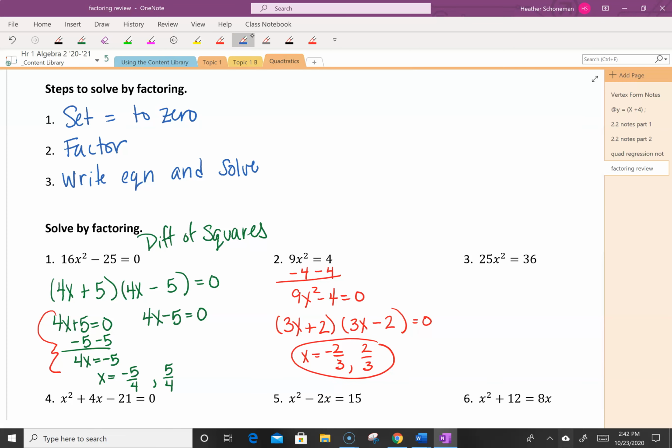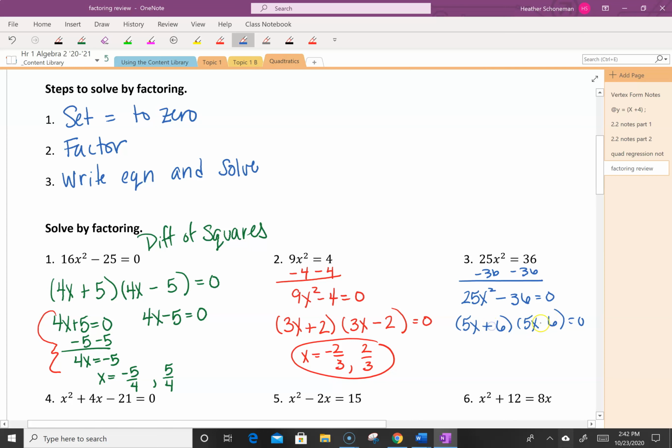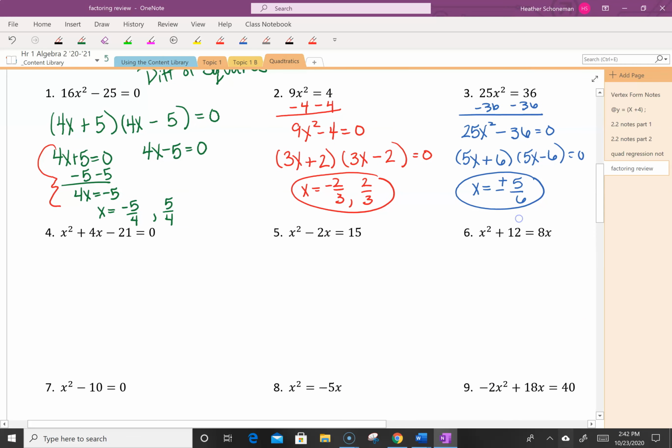Last but not least, got 25x squared equals 36, so set it equal to 0. So I'm going to subtract 36 from both sides, because I want to keep that x squared positive, so I have 25x squared minus 36 equals 0. It's a binomial. I can take the square root of both, and there's a minus. Square root of 25x squared is 5x. The square root of 36 is 6. One's a plus, one's a minus. So x equals negative 6/5 and positive 6/5. Another way we can write this is x equals plus or minus 5/6.